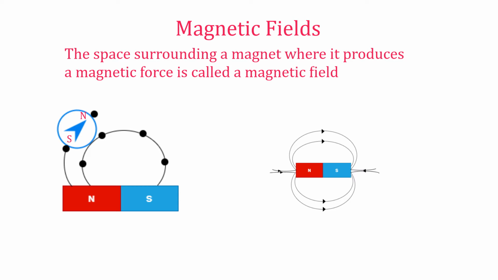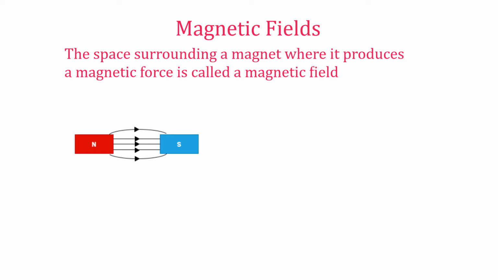From the diagram, the field lines run from the north pole to the south pole of the magnet. The closer the field lines, the stronger the field. The strength of the magnet is therefore concentrated at the ends of the magnet.